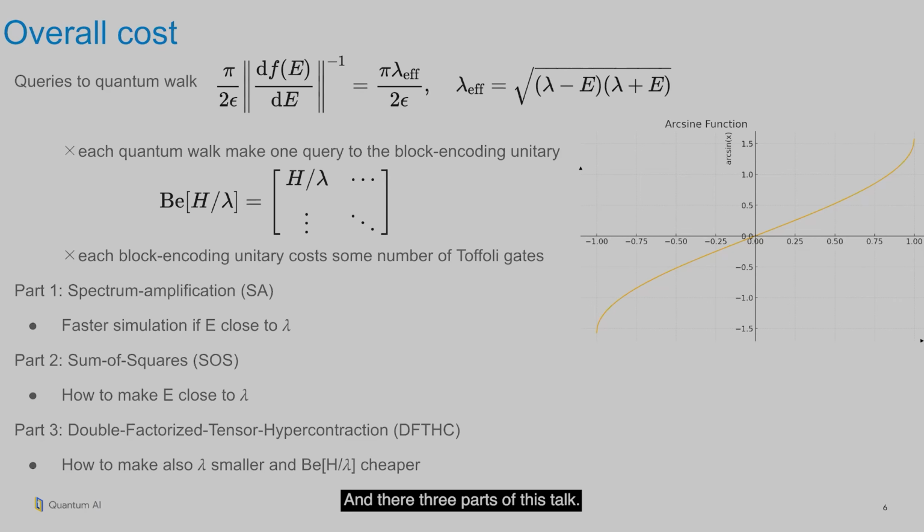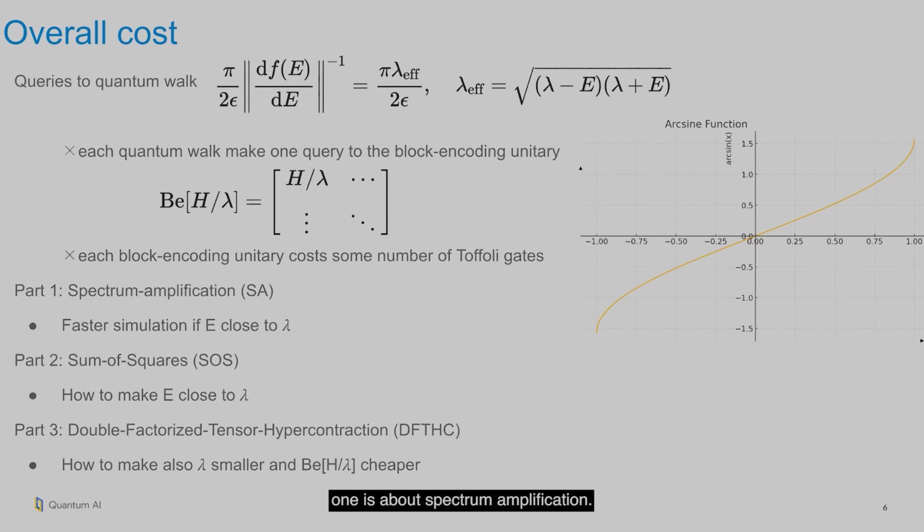And there are 3 parts to this talk. The first part, spectrum amplification, is the observation that the arc sine function is very nonlinear. This means that if your energy, by coincidence, happens to be close to the edges plus minus 1, or in the language of the lambdas plus minus lambda, there's enhanced sensitivity. A small change in the energy will lead to a big change in the arc sine. So you can exploit this enhanced sensitivity to estimate phases faster. You can use a coarse precision setting for phase estimation, but this coarse precision will be shrunk into a very fine energy error because of the arc sine function.